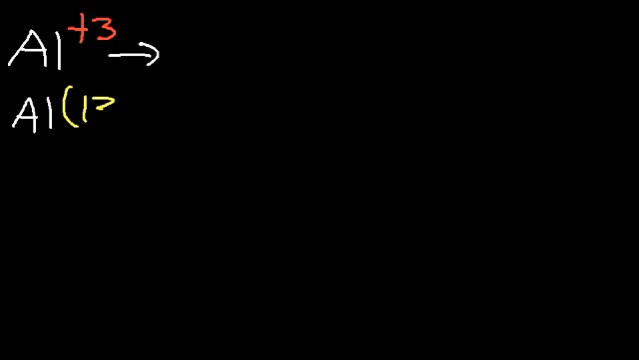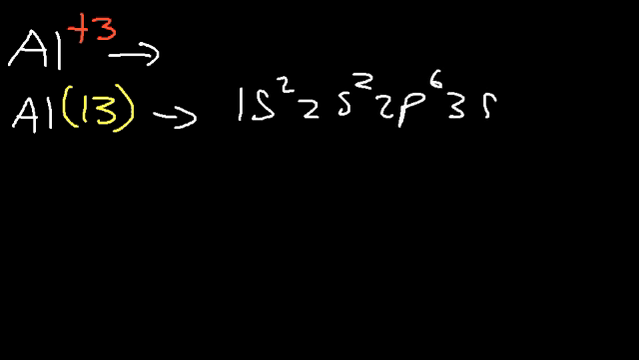So now let's go over the electron configuration for ions. How can we write the electron configuration for the aluminum plus 3 cation? Now for aluminum, which has an atomic number of 13, the electron configuration was 1s2, 2s2, 2p6, 3s2, 3p1. This is the ground state electron configuration. Now, the reason why this adds up to 13 is because aluminum has 13 electrons.